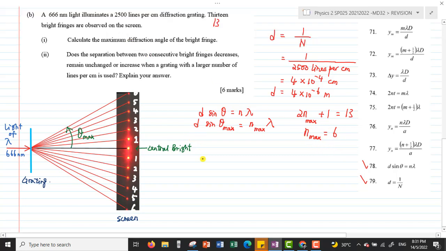And then we put it here. Our grating spacing is 4 times 10 to the power of negative 6, sine theta maximum equals 6 times lambda, which is 666 times 10 to the power of negative 9. So I determine sine theta and then shift sine, and I will get the maximum diffraction angle to be around 87.44 degrees. Then we are done with question 1.